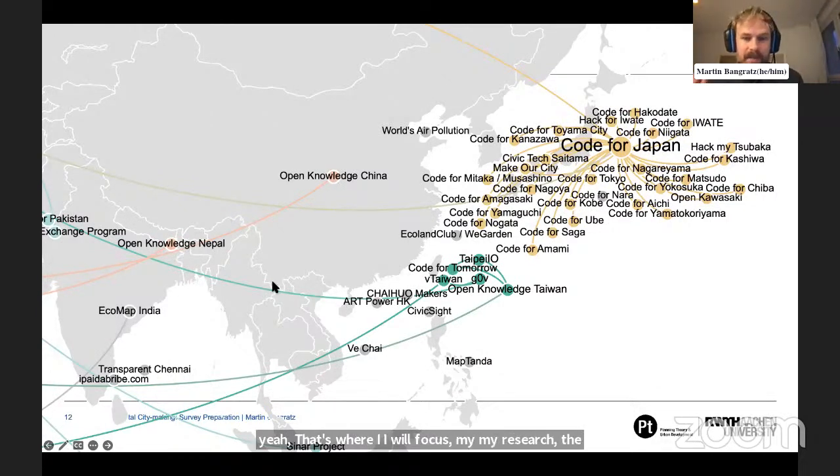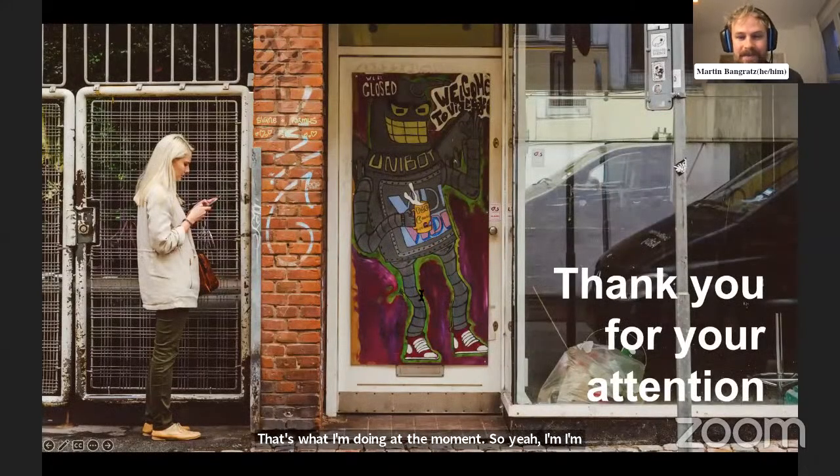The map is also not meant to be exhaustive, but if you have an important initiative that you think I missed, I'm grateful for suggestions. The reason I collected this is to have a basis for identifying cases that I want to send my online survey to, so that's what I'm doing at the moment. I'm really here to also learn from all of you. Thank you very much for having me, and thank you for listening.